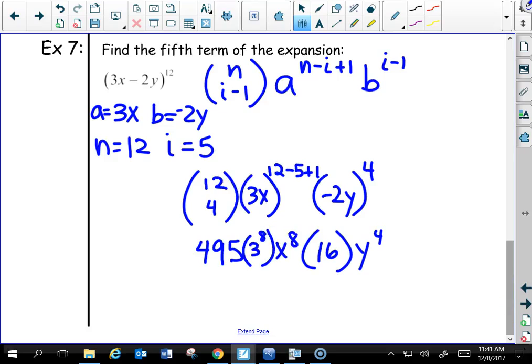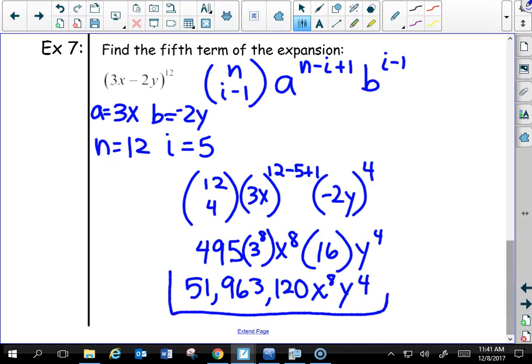And when I multiply 495 times 3 to the 8 times 16, I get this fantastic number of 51,963,120 x to the 8th, y to the 4th. Done with that lesson, done with college algebra.